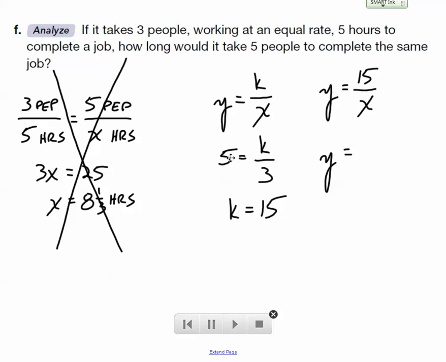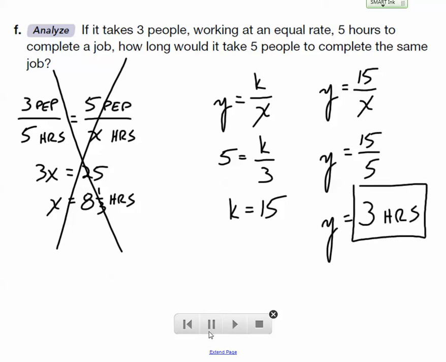Now, y was our hours, 5. x was our number of people, 3. Now our number of people is going up to 5. So to figure out how many hours y, we'll take 15 and we'll divide it by the fact that we have 5 people now. And that'll tell us that it takes 3 hours for 5 people. Feel free to watch that example again.